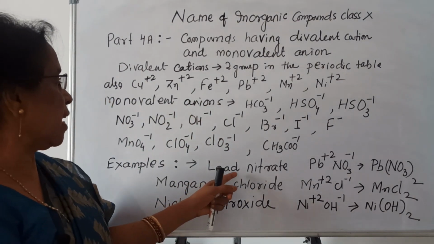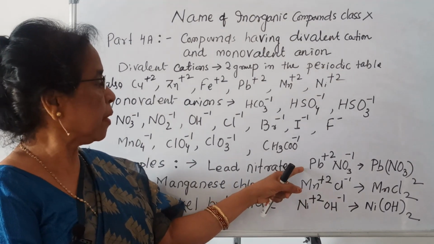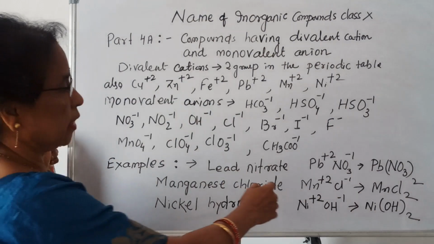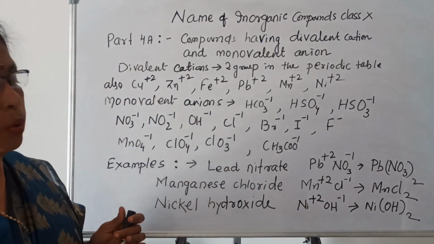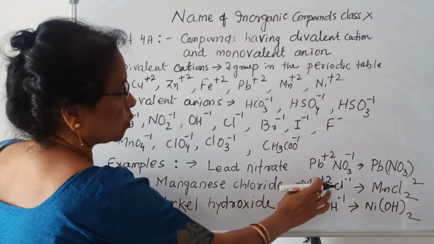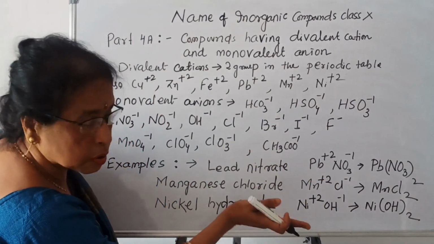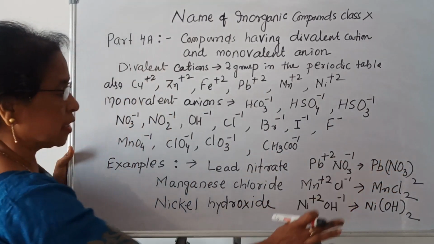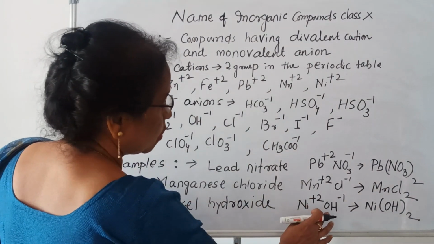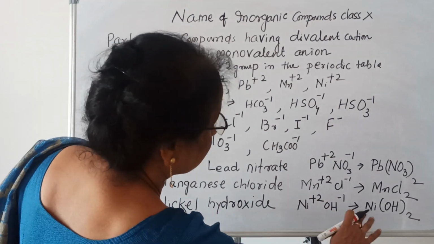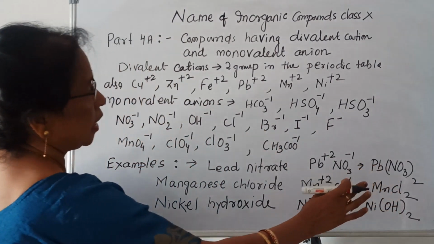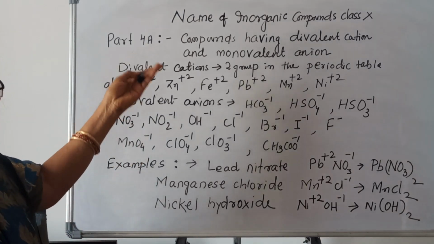Example, let us start. Lead nitrate, Pb plus 2, NO3 minus 1. So what happened? Pb(NO3)2. Similarly, manganese chloride, Mn plus 2, Cl minus 1. So 2 comes to chlorine, that is why MnCl2. Nickel hydroxide, Ni plus 2, OH minus 1, and 2 comes here. This is nickel hydroxide. I hope it is clear.